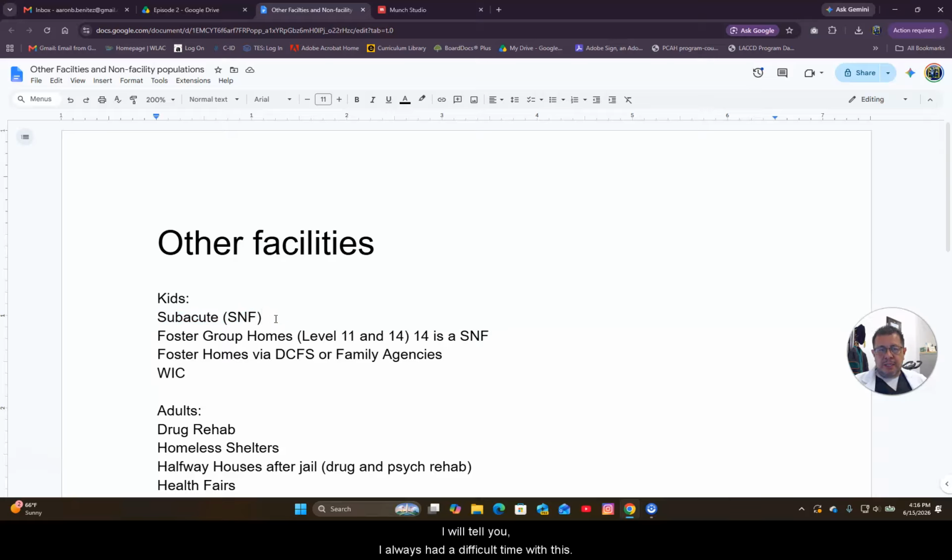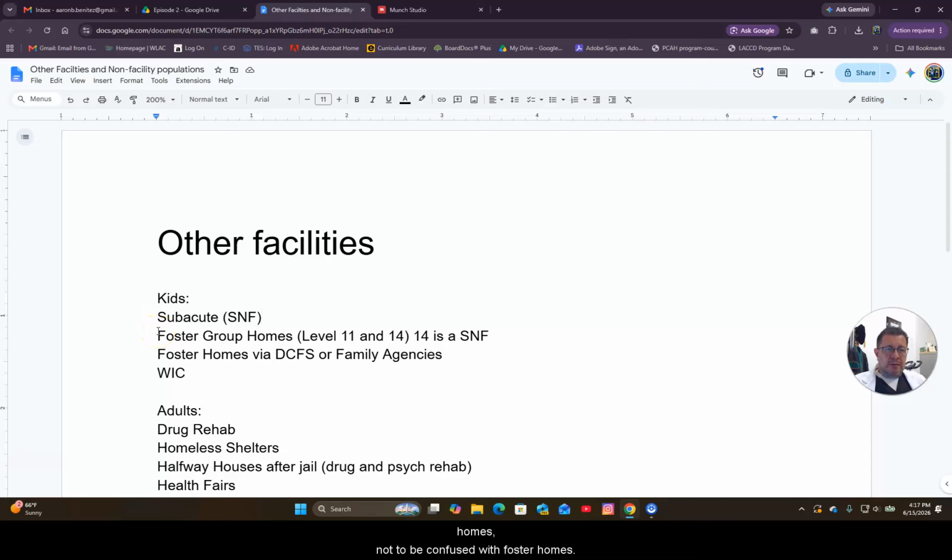I will tell you, I always had a difficult time with this. I did have some facilities. There's not too many of these, okay? And you would think, oh, well, they'll just have kids in a regular subacute. No, they actually have facilities specifically for kids. Unless somebody else has seen it out there, you can comment in the comment section on this video. But I've only seen that they would separate it where it was just for children. Okay, and then you had your adult subacute.